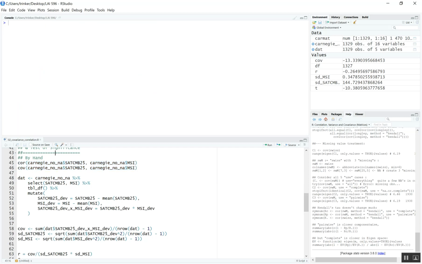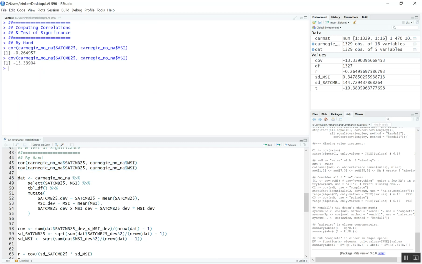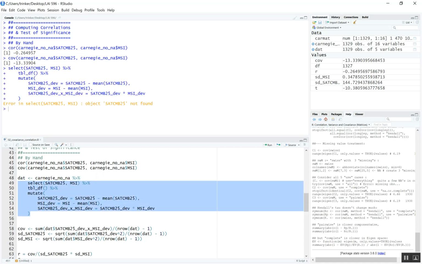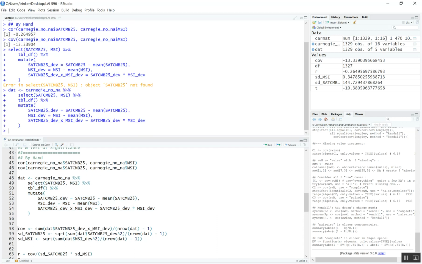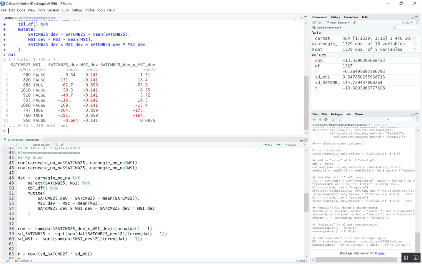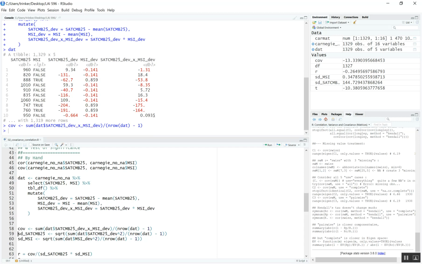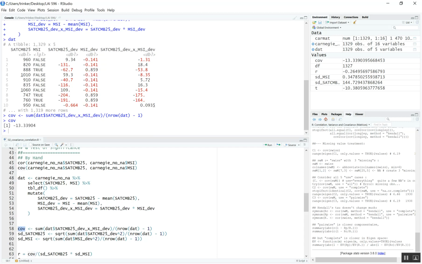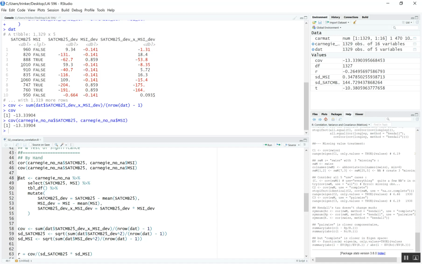First of all, let's see what the built-in R says for covariance, negative 13.33. And let's go ahead and rerun DAT again. And now let's compute that covariance with the formula we just saw in the PowerPoint. And we can see that indeed that value matches what we computed with the built-in R function.